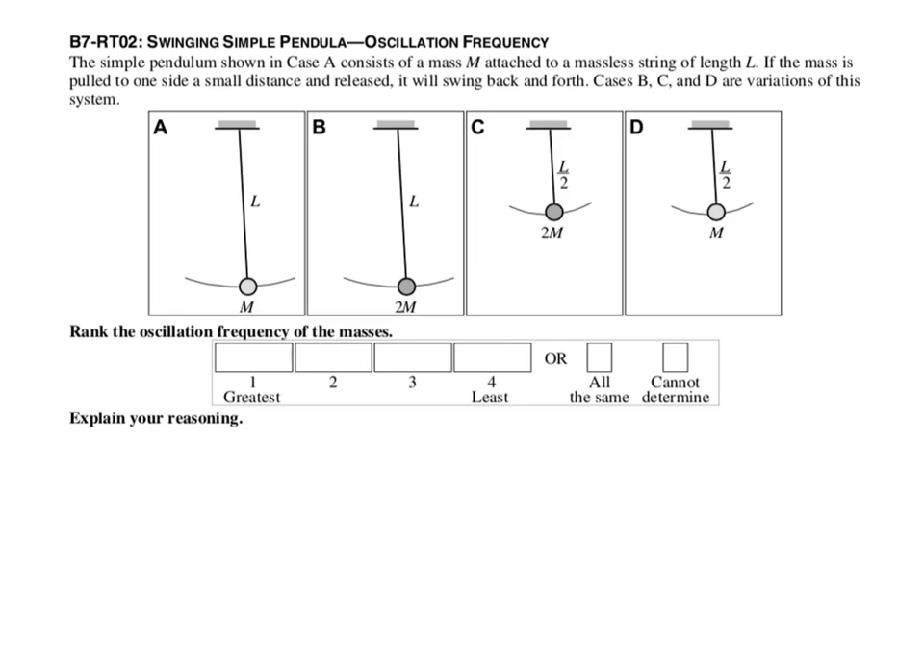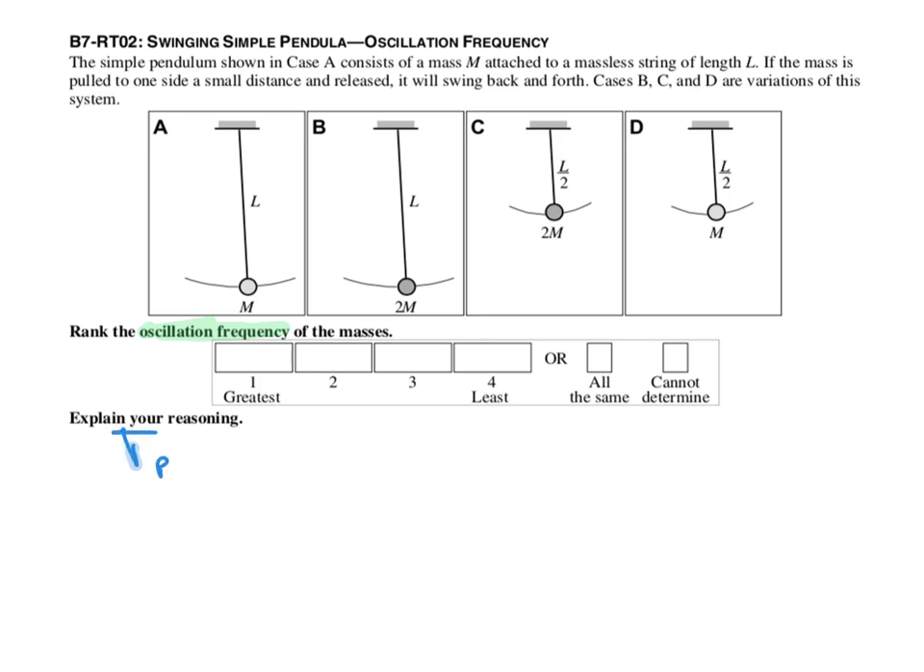Chapter 13, Sample Problem Number 7. The simple pendulum in case A consists of a mass m attached to a massless string of length L. If the mass is pulled to one side a distance and released, it swings back and forth. Cases B, C, and D are variations of this system, and we are asked to rank the oscillation frequency of the masses. So we're going to go through that.